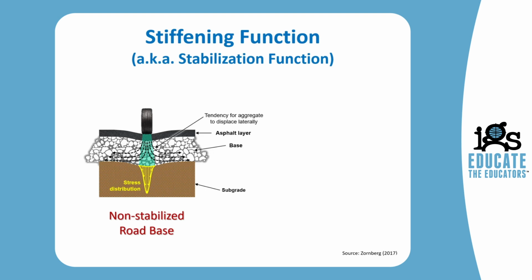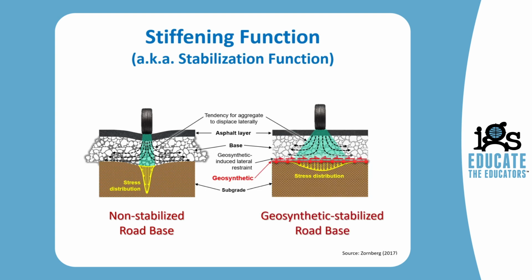The lateral displacements will induce a loss in confinement, and the loss in confinement will create a loss in the mechanical properties, including the stiffness of the base, and the decreasing stiffness in the base will eventually lead to a concentrated stress distribution that will increase the rutting, leading to failure of the road. Instead, if we have a geosynthetic stabilized road base, we will have a geosynthetic that will maintain the integrity of the unbound aggregate by preventing or minimizing the lateral displacement that eventually will lead to a decrease in the stiffness of the base.